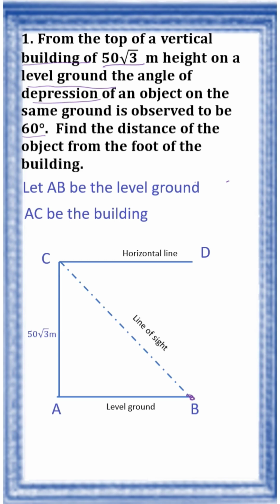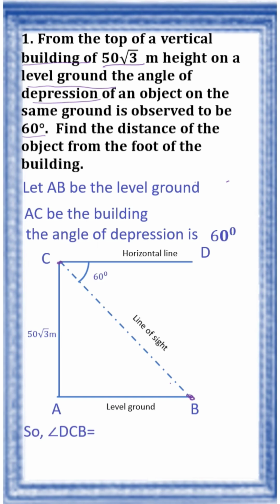This is the ground object. Observe the figure, C is the observer. So this angle DCB is 60 degrees. So the angle of depression is given as 60 degrees. Since CD and AB are parallel lines, now we can have angle CBA. This angle is 60 degrees, because alternate angles are equal.